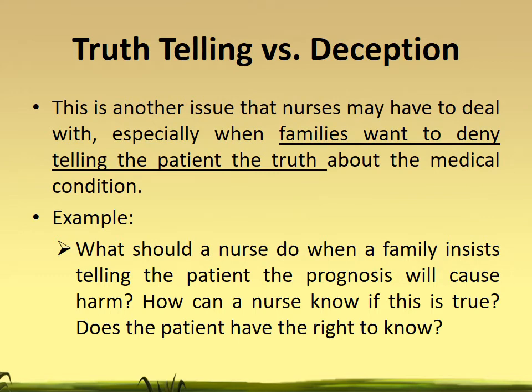The next is truth-telling versus deception. It explains that families want to avoid telling the patient the truth about his or her condition. See the example. The case is on the patient's prognosis.